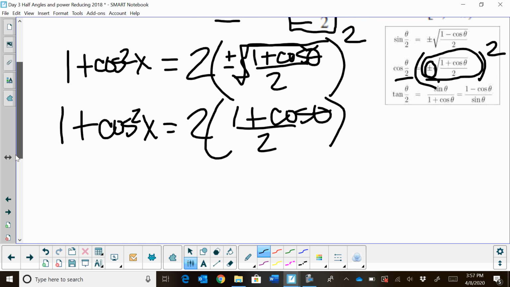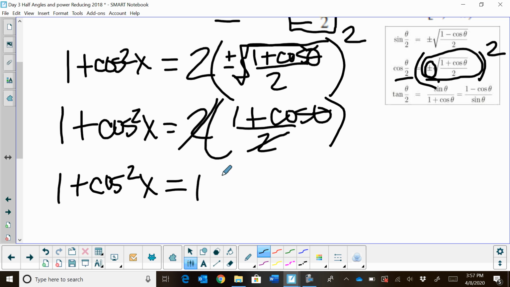Okay, so far it looks pretty good. Now I can cancel my 2's out because the 2 and the half just cancel. So now I have 1 plus cosine squared x equals 1 plus cosine x. Now you can see a little bit of an issue. This one has a square and this one doesn't.